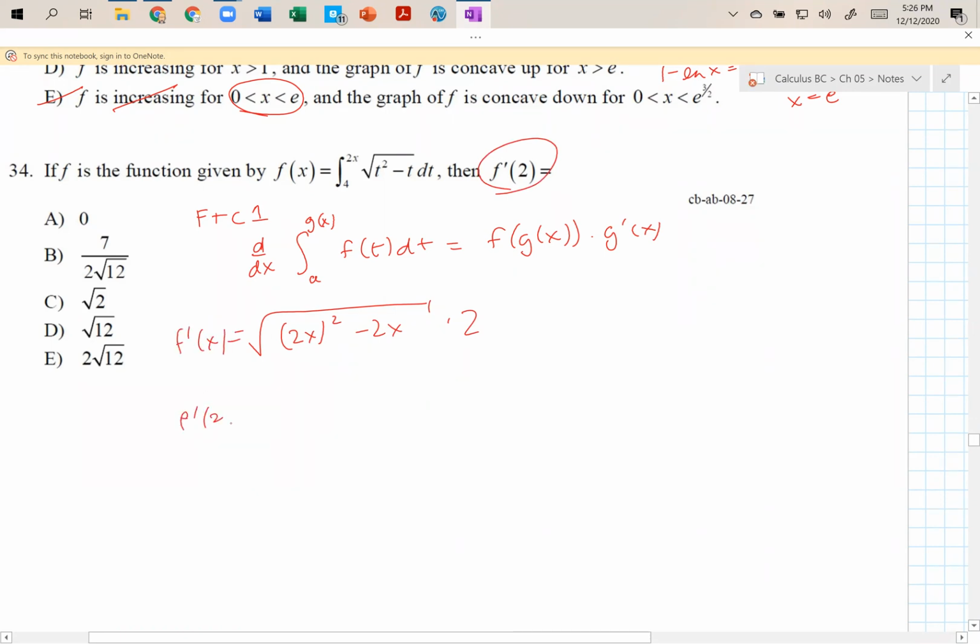F prime at 2 is the square root of 2 times 2 squared minus 2 times 2, all times 2. So that's 4 squared, which is 16, minus 4 times 2. That's 2 times the square root of 12. So the answer is E.